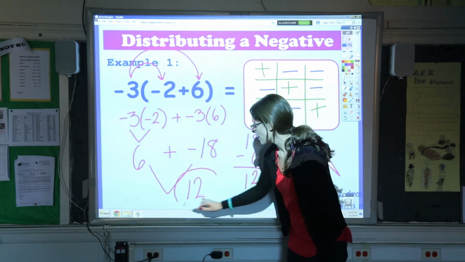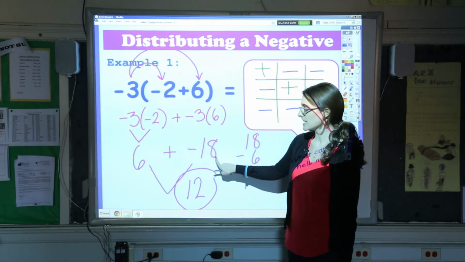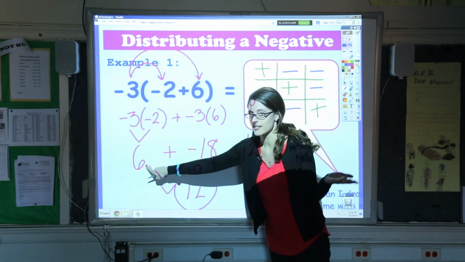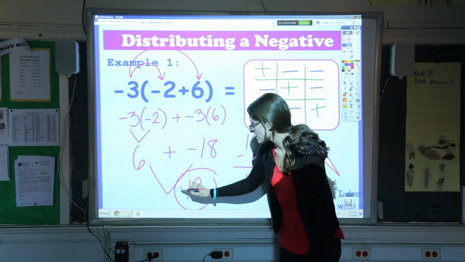But now we need to think of which one has a bigger absolute value. Well, -18 has 18 steps from 0, and 6 only has 6 steps from 0. So the 18 wins. Therefore, your answer is a -12.